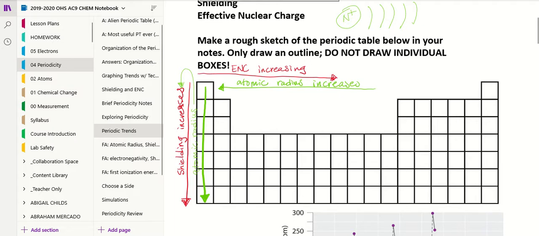So again, why does the atomic radius decrease going across the periodic table? Yeah, the ENC increases. And as the ENC increases, remember, we have the same amount of shielding, so as we add more protons, my valence shell gets pulled closer and closer and closer to the nucleus. Thus, we have a smaller radius.